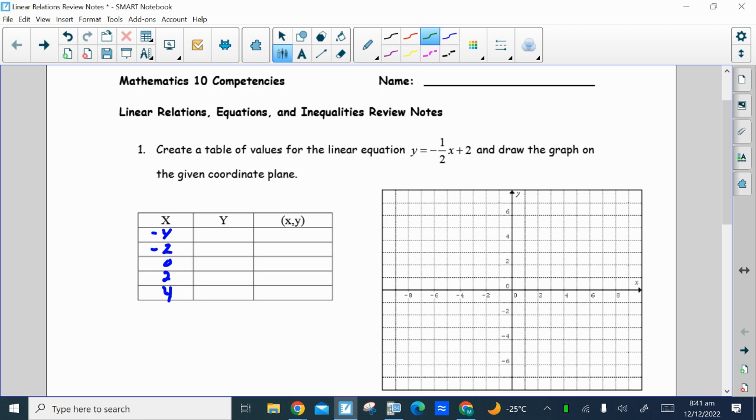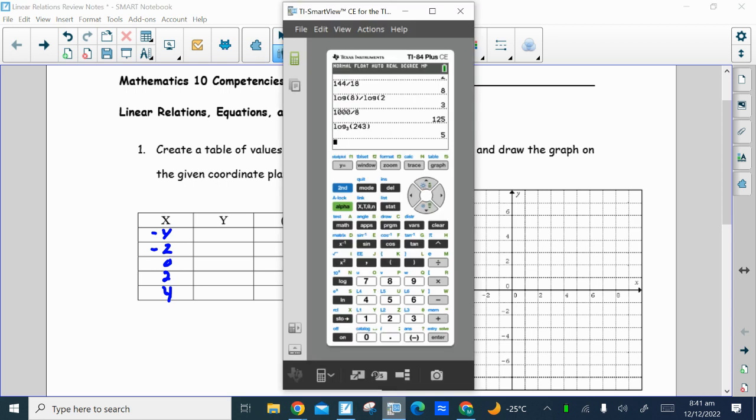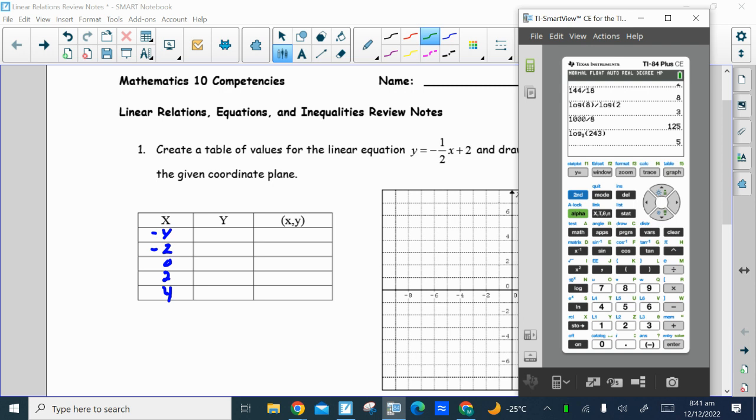So for each value of x, I'm going to plug it into the equation to get my y value. And we said this before, you can use your calculator to help you do these if you want. So the first x value is negative 4. The equation says negative 1/2. So I can go negative 1 over 2, times x, which for our first x is negative 4, and then plus 2.